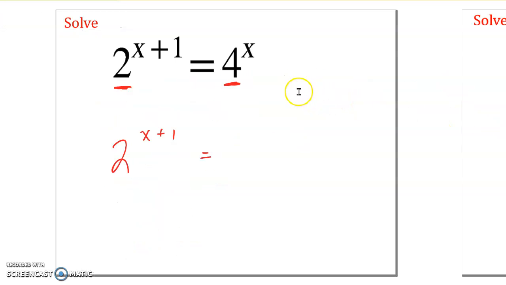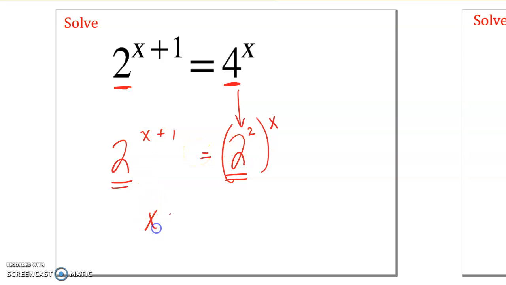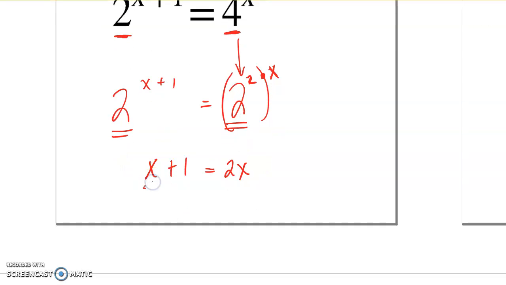So if I go to here, now how can I make a 4 become a 2? Well, hopefully you realize that 2 squared is 4, but now we need to remember there's still an x here. So now what happens, now that these are the same, I can pretend that they're not really there. So I'm going to take x plus 1 and set it equal to, now remember, this is an exponent raised to an exponent, so what do I do with them? I multiply. So now I have x plus 1 equals 2x. I'm going to subtract x. I get 1 equals 1x, and x is 1.